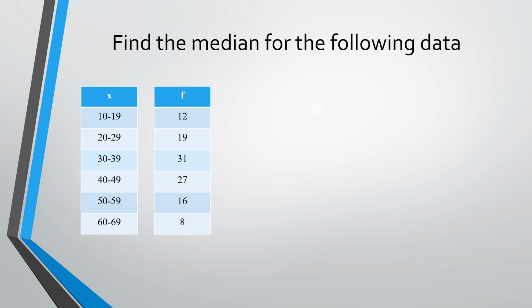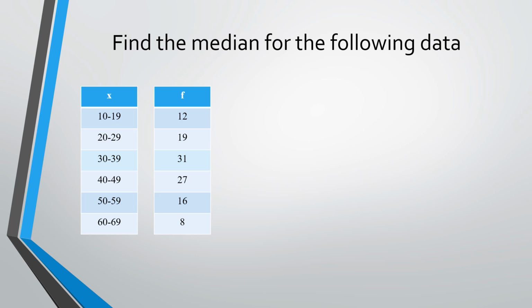And next, find the median for the following data. So here we have considered grouped data with class intervals. Here they have given the x values as 10 to 19, 20 to 29, 30 to 39, 40 to 49, 50 to 59, 60 to 69, and the f values as 12, 19, 31, 27, 16, 8.